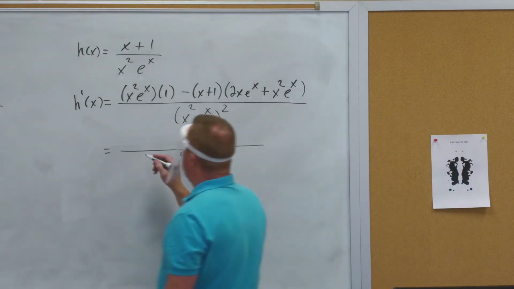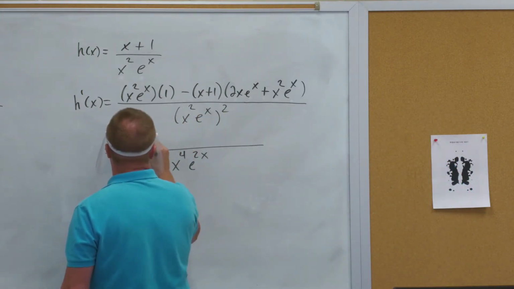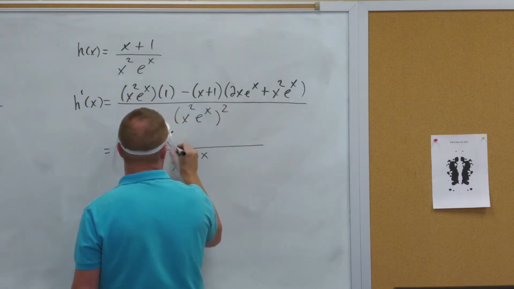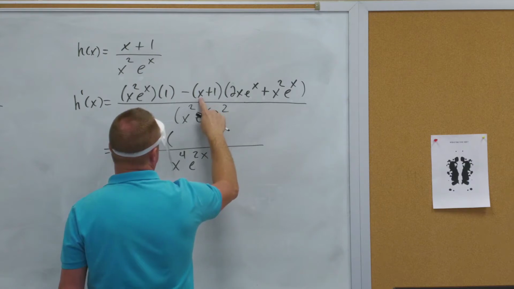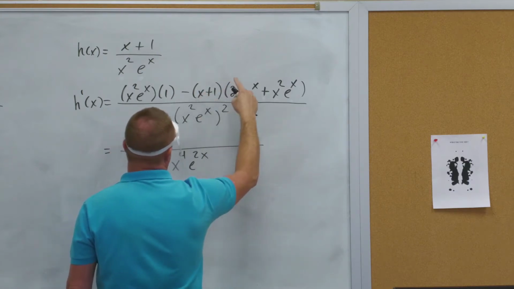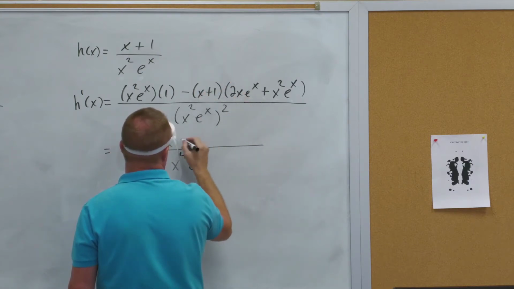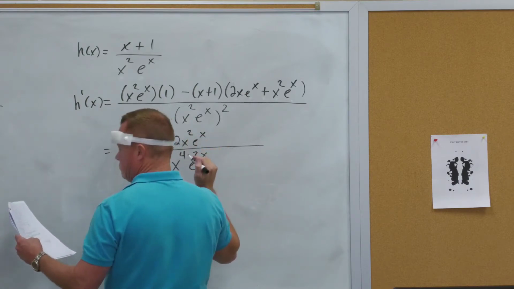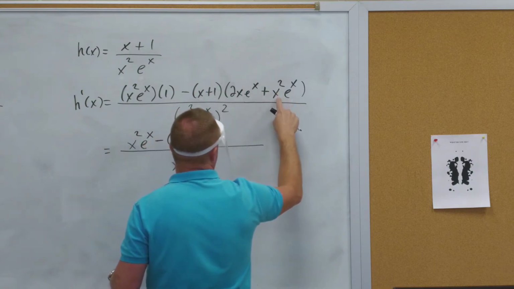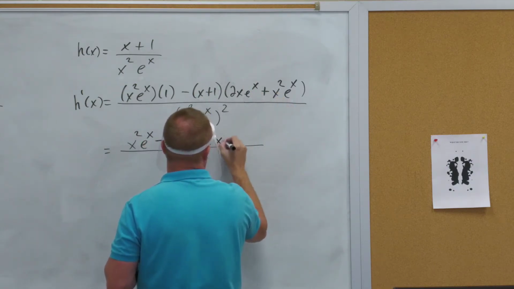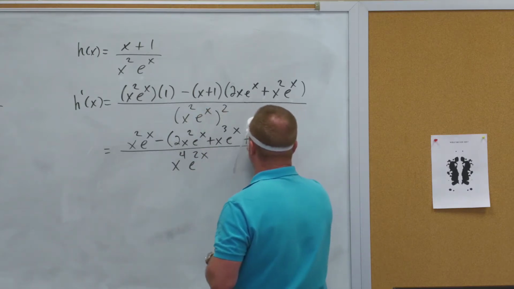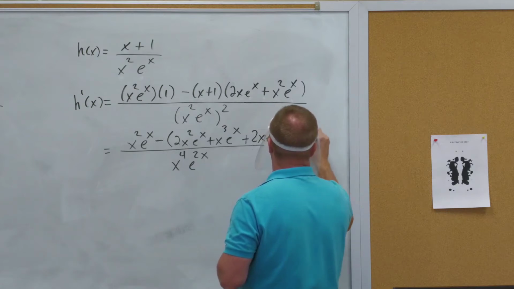Now on the top we would have x squared e to the x. And now here, why don't we do minus and do parentheses, and then I need to distribute this out. So x times 2x e to the x will be 2x squared e to the x. And then x times x squared e to the x will be x cubed e to the x. And then 1 times each of those is just 2x e to the x plus x squared e to the x.